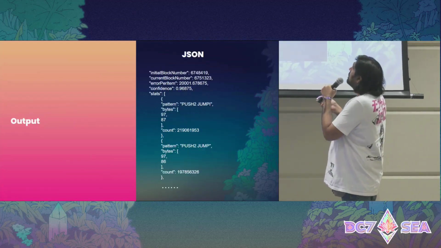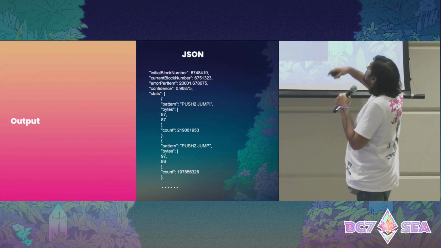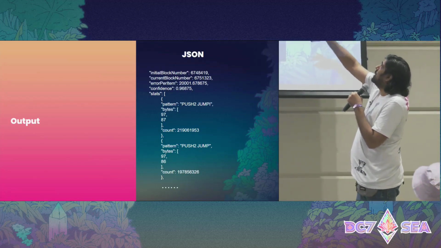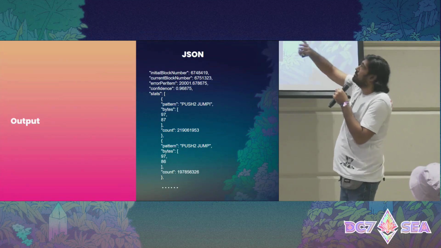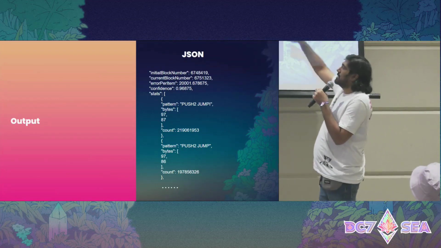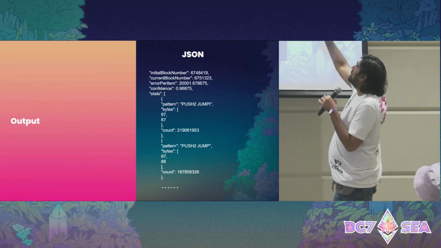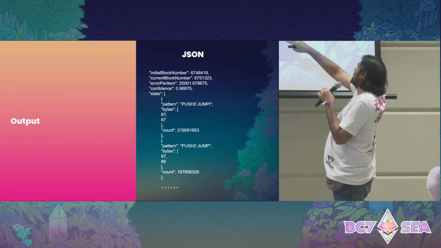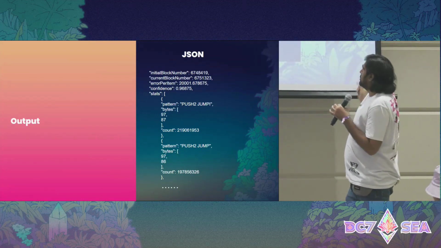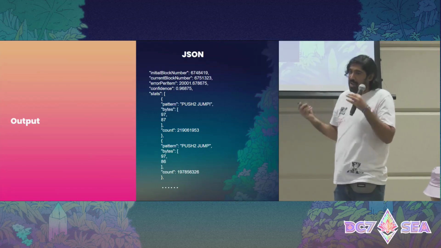So how does that look? This is sort of the output. You can see the initial block number, current block number, error per item, and confidence, and these are the stats, for example. You have the pattern, you have the bytes that it is, and then you have the count that you've observed. And you can go on, you can specify how many you want.